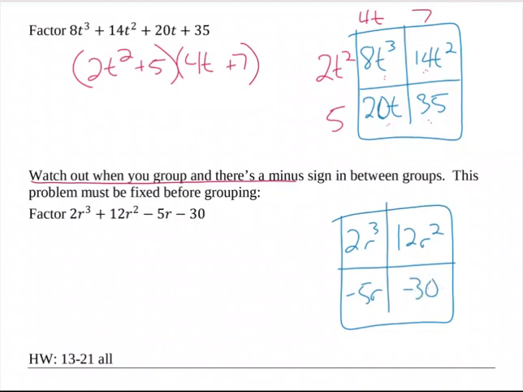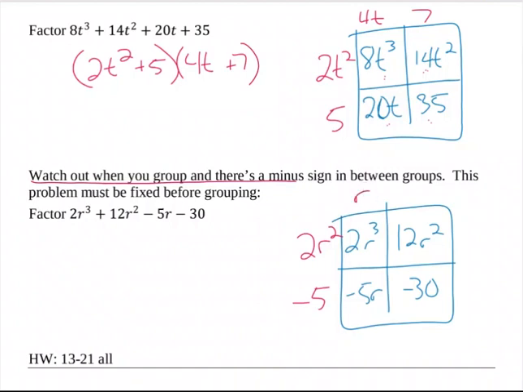Now we're just pulling out the GCFs. So for the top row, it's definitely a 2, and then r squared. And then for the bottom row, the lead box there was negative, so it's going to be negative. And then 5 and 30, the biggest number that goes into both of those is 5. Now for the first column, we're going to have a 2 and a negative 5. The biggest number there is going to be just 1. But then we have r cubed and r, so the lowest exponent that goes into both of those is just r to the first. So it's 1r.